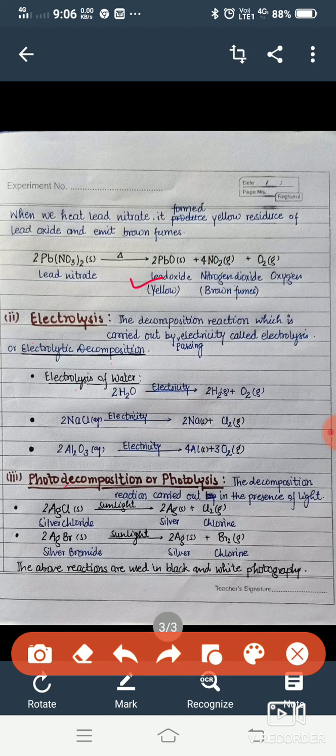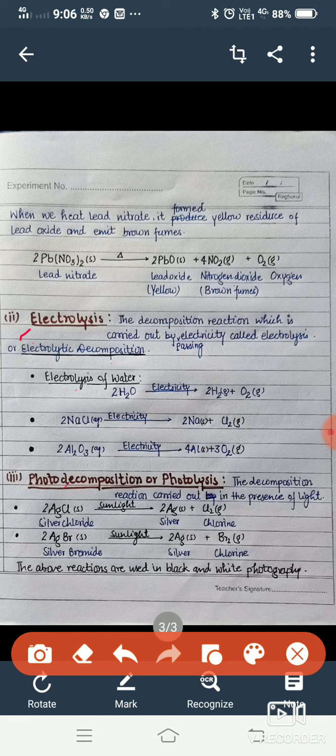Now second, electrolysis. As the name suggests, electrolysis is when one substance decomposes into two or more substances by the passing of electricity. This is called electrolysis.